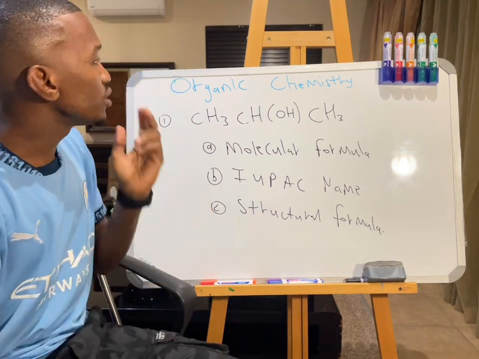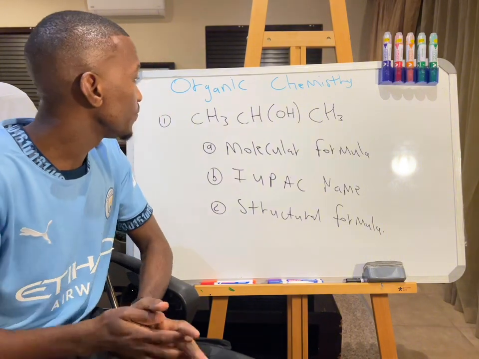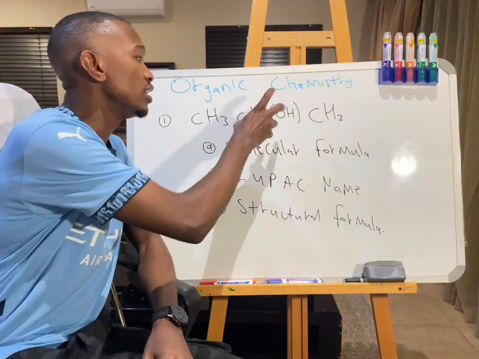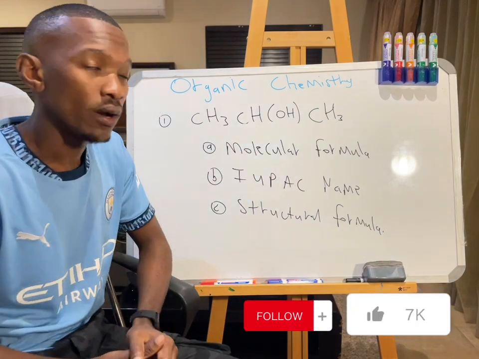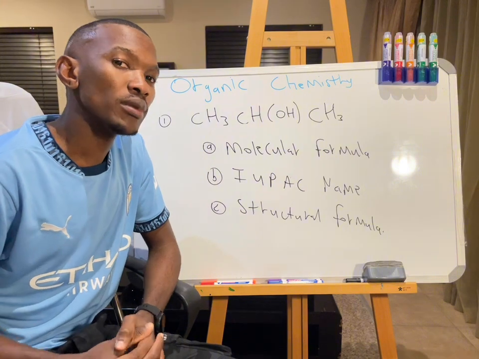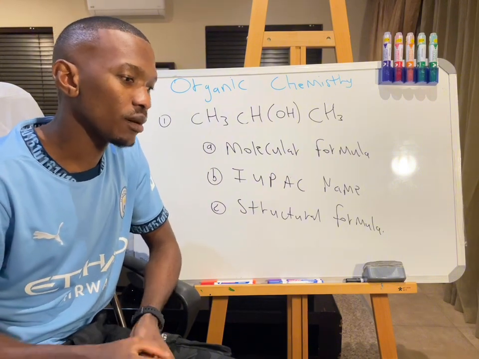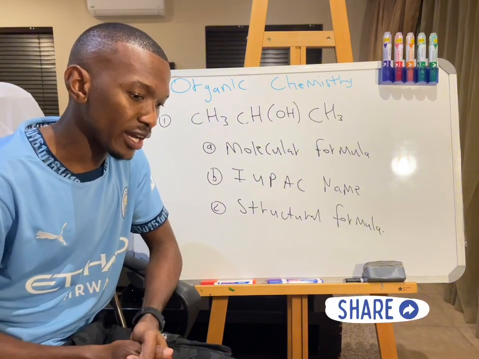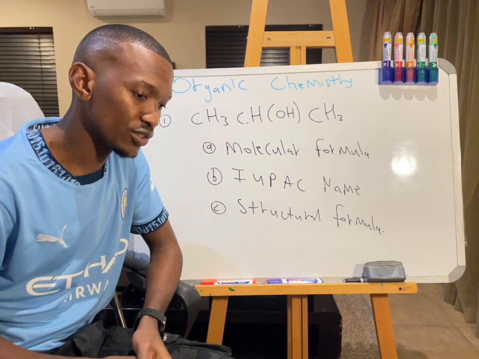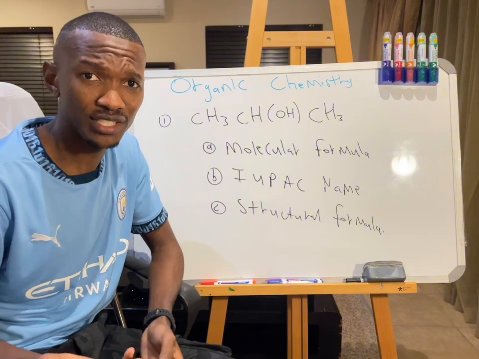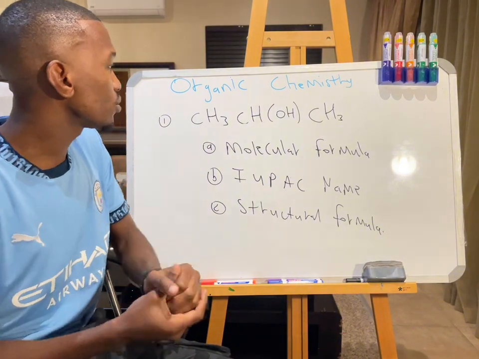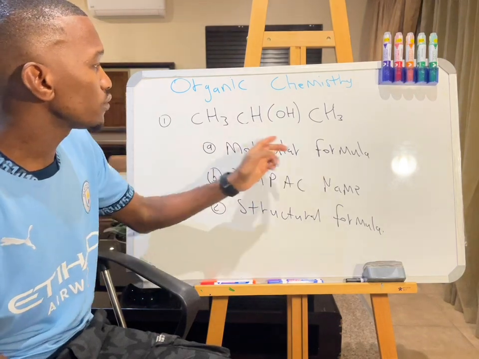Guys, check it out. Today we're working on organic chemistry. We have a problem here, which is CH3CH(OH)CH3. This is an organic compound that we're dealing with. Remember that an organic compound is basically a compound composed of carbon and hydrogen and other elements such as phosphorus, oxygen, and halogens. Now, how are you going to find the molecular formula of this compound?